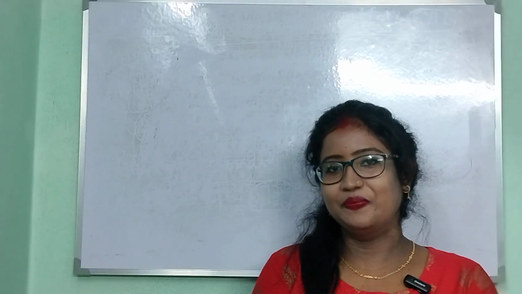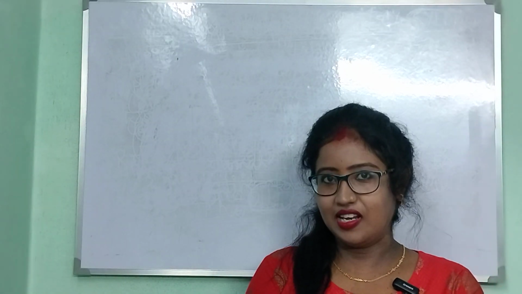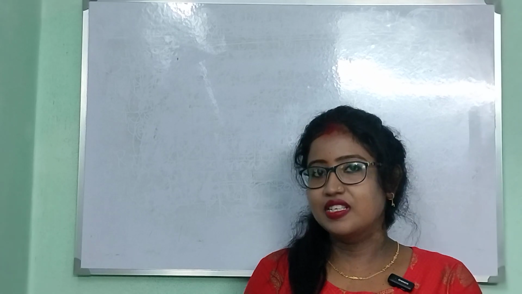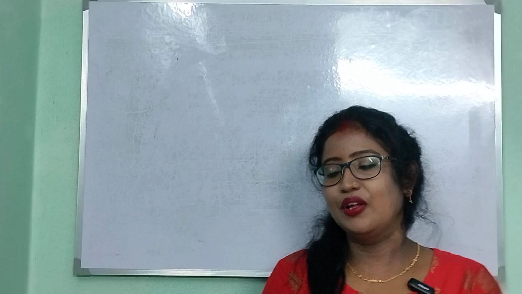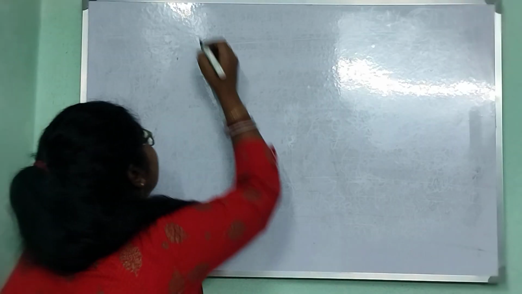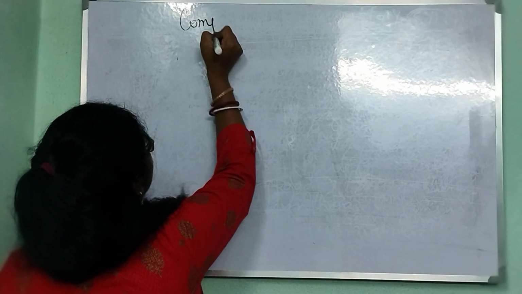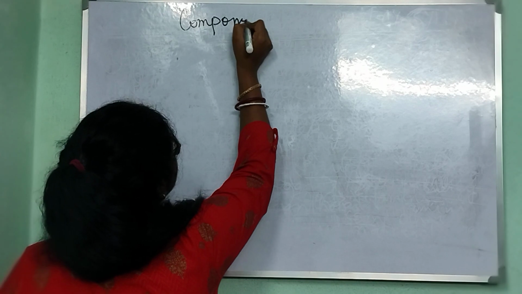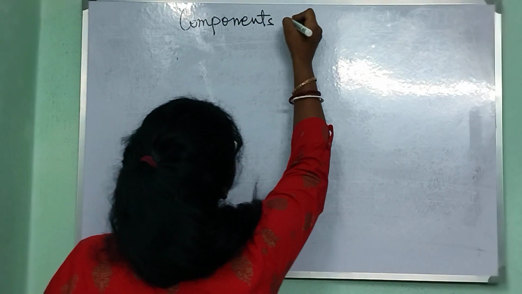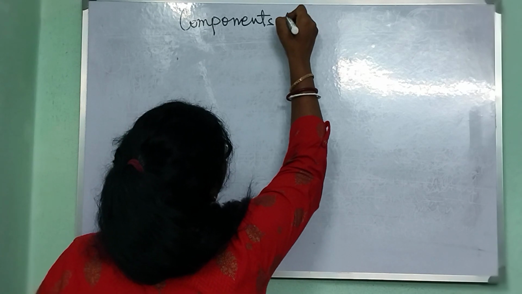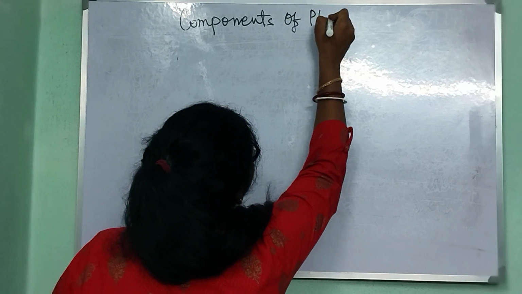Hello students, in the previous biology class, we discussed the process of photosynthesis. Our topic today is the components of photosynthesis. As we discussed in our previous class, photosynthesis is exhibited by green plants.